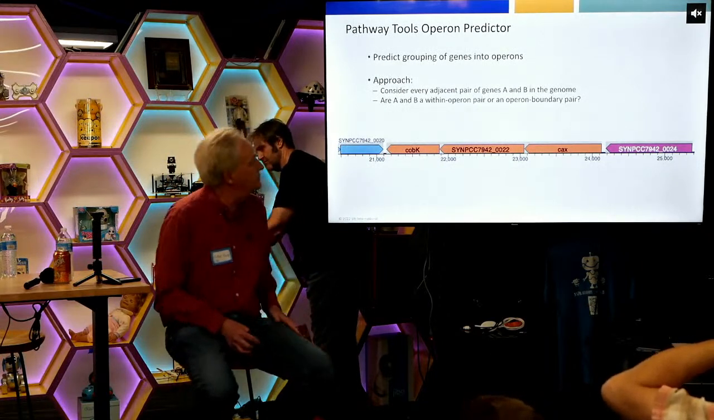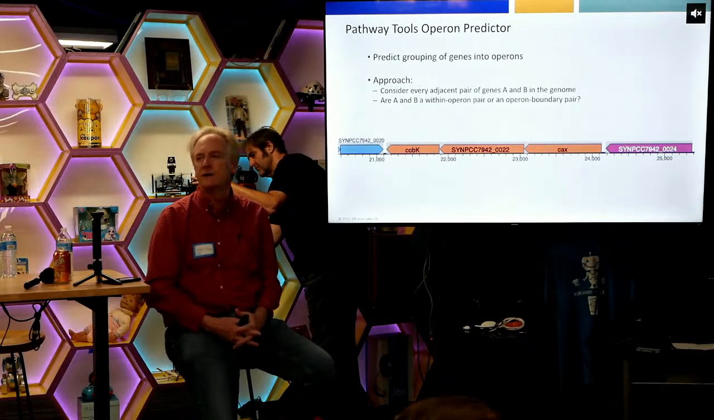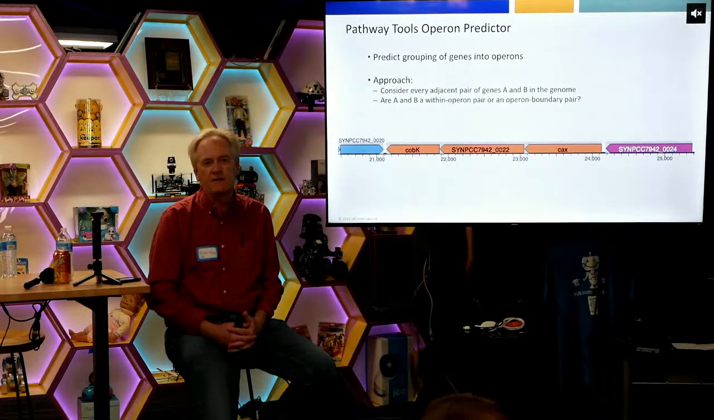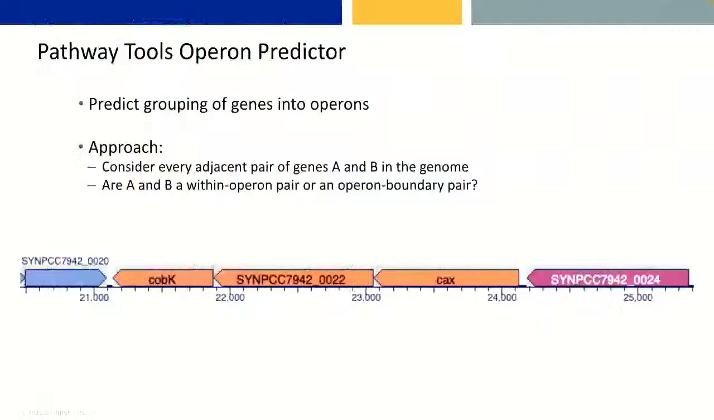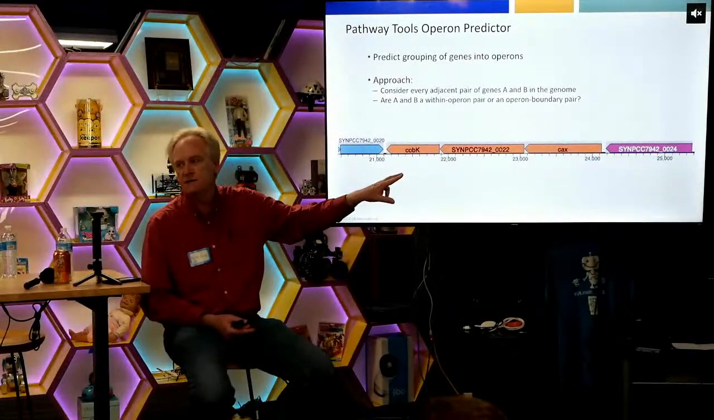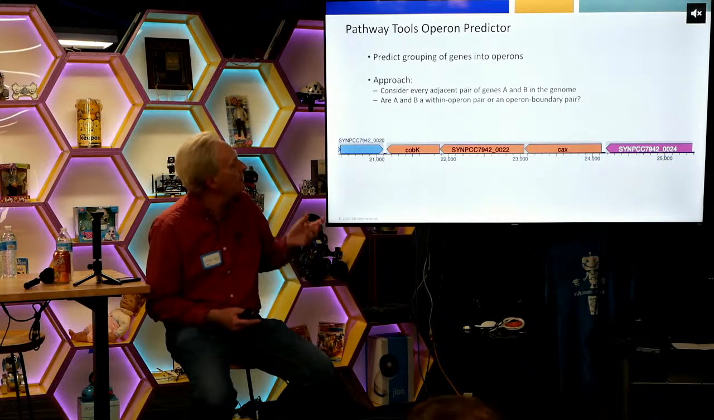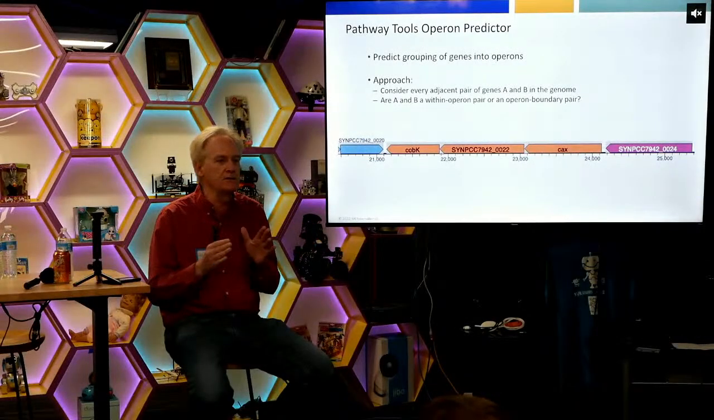So let's talk about operon prediction. Since 2004, we've had an operon predictor within Pathway Tools, and I thought I'd give you a little update on that predictor because we've revamped it recently and made some improvements to it. The basic approach in both the early version and the new version is to look at every adjacent pair of genes in the microbial genome and ask two things. We essentially want to compute, are A and B within the same operon, or are they at a boundary between operons? Okay, so that's what we're trying to determine.